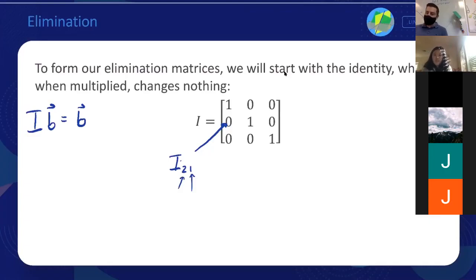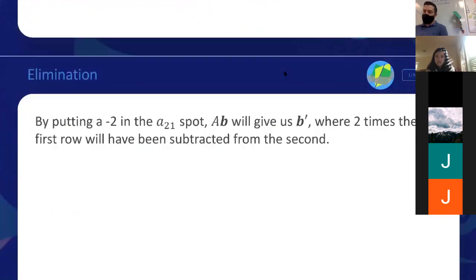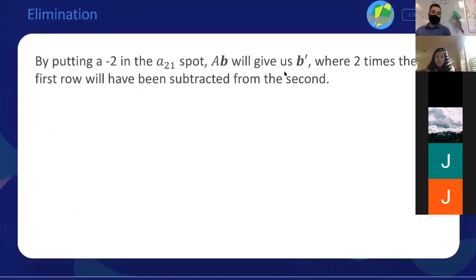So I'm going to change, I really probably should have that as a lowercase letter, what's in the little 2, 1 spot. That's going to mess with row 1 and row 2 of what I multiplied by. Which is what I'm trying to get here, to add a multiple of row 1 to row 2. I'm going to change what's in row 2, column 1, and that's going to cause that to happen. So if I put a negative 2 in that spot and multiply by b, it'll give me 2 times the first row subtracted from the second.